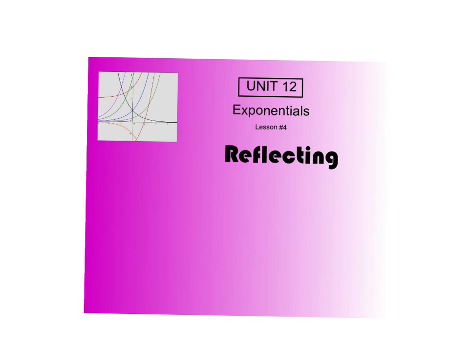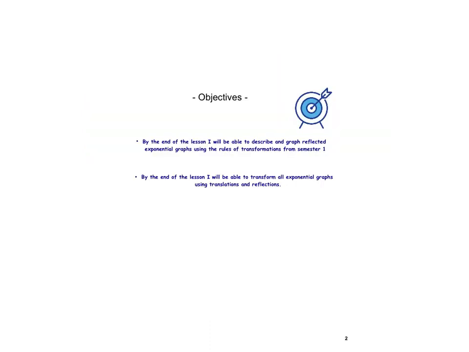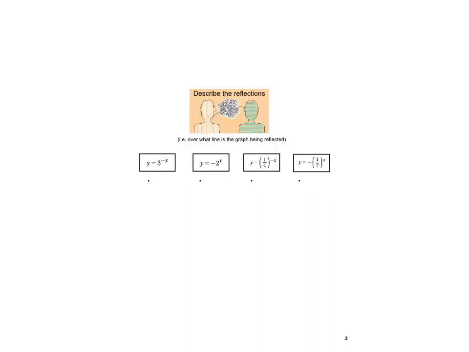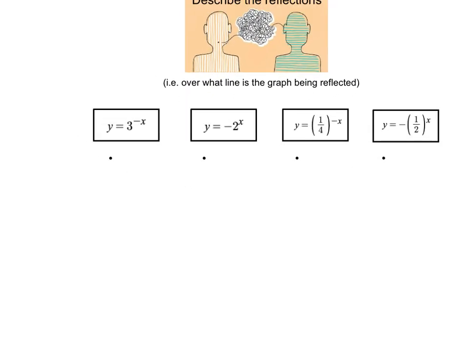Hello again, higher algebra students, back here with lesson 4 of Unit 12, which is reflecting exponentials. So the goal here is really, again, to be able to describe and graph these reflected exponentials and then to be able to transform them with both translations and reflections. So looking at this, what we have really are two different scenarios.